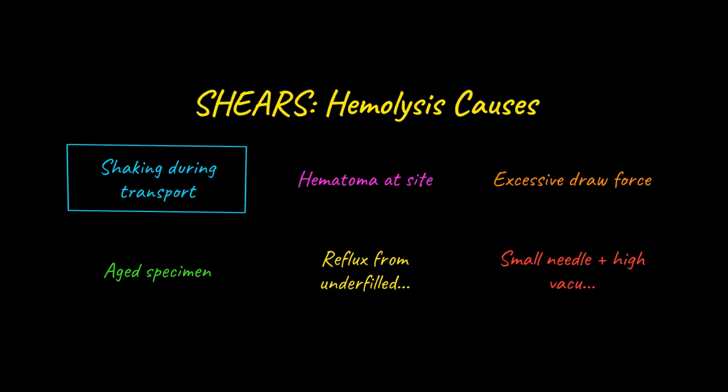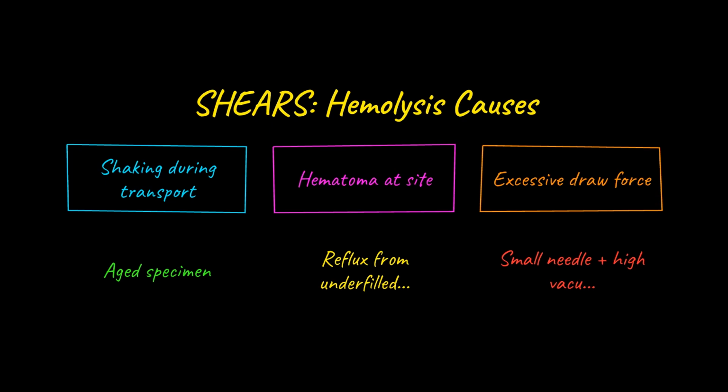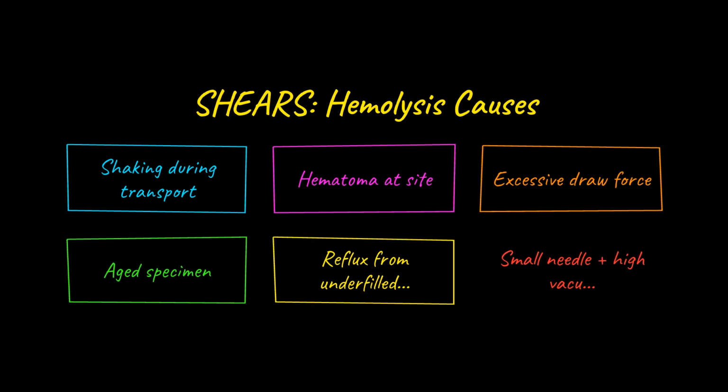The SHEARS mnemonic covers all 6 contributing causes of hemolysis. Shaking causes mechanical agitation. Hematomas involve extravascular blood. Excessive force causes pressure damage. Aged specimens hemolyze through cell senescence. Reflux occurs with underfilled additive tubes. The small needle and high vacuum pairing is unique to equipment mismatch at the draw.